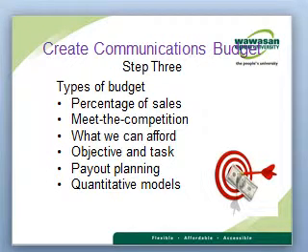Okay. Step 3. Basically, we're looking at the types of budget in order to come up with the communication plan. So we have percentage over sales, meet the competition, what we can afford, objective and task, payout planning, and quantitative models. Percentage over sales basically means that if, for example, you make 1 million in sales and you take a percent, maybe you spend 1% on advertising.